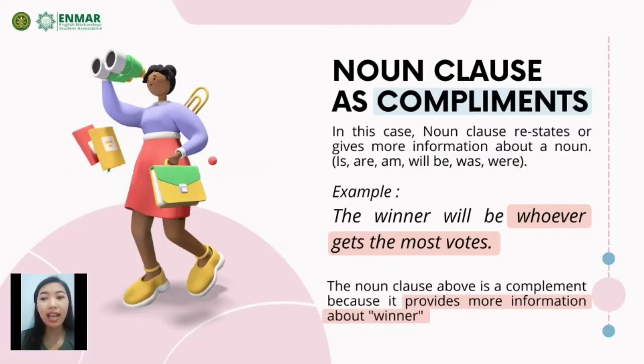And next, noun clause as complement. In this case, noun clauses teach or give more information about a noun after is, are, am, will be, was, and were. Example, the winner will be whoever gets the most votes. The noun clause above is a complement because it provides more information about the winner.